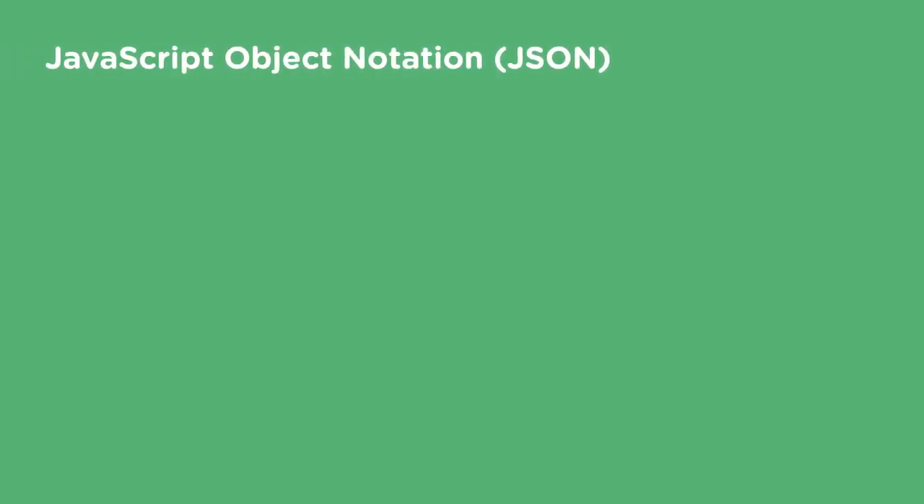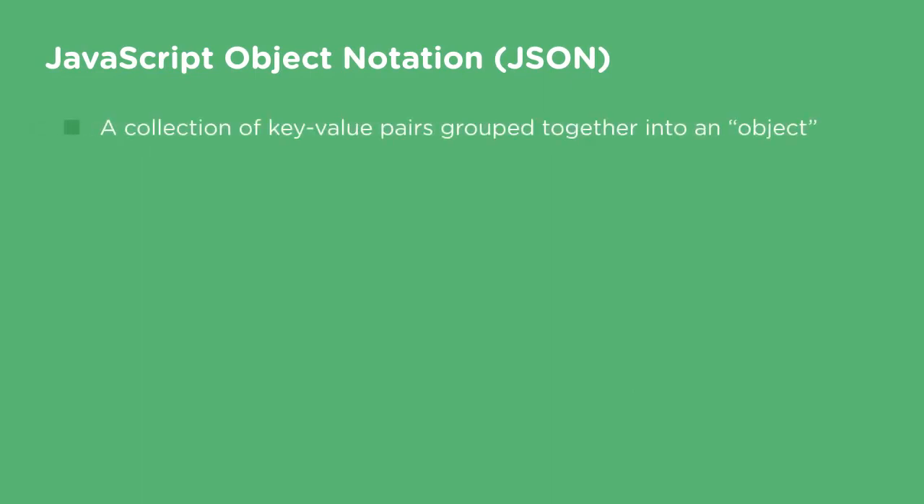JSON is built on and can be represented by two types of structures. The first is a collection of key value pairs that can be grouped together as an object. The second is an ordered list of objects. We can think of this as an array or list. These two data structures are universal and have support in virtually all modern programming languages.